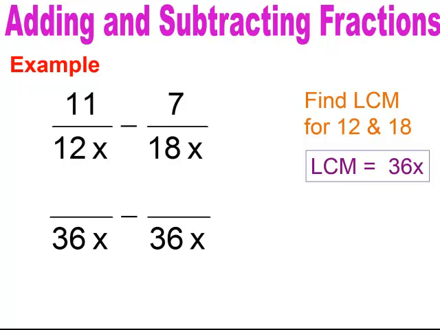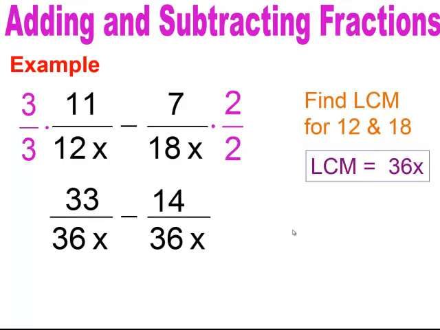So now I need to convert my first fraction. So I'm going to multiply by 3 to convert the first fraction to have a denominator of 36x. And then the second fraction, I'm going to multiply by 2 to have a denominator of 36x. And now I'm going to subtract the numerators, and I'm going to leave my variable in the denominator. So we end up with 19 over 36x.